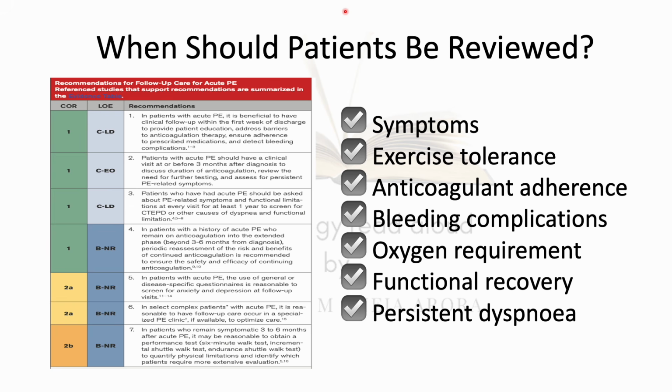So, all of these are recommendations of level 1, which says that in a patient with acute PE, follow up is preferred within the first week of discharge. Here you will give them education, you will address anticoagulation therapy barriers, you will ensure adherence and detect bleeding complications. Then, after the first week, a visit at or before 3 months to discuss how much further along you will need anticoagulation and review needs for testing and assess persistent symptoms.